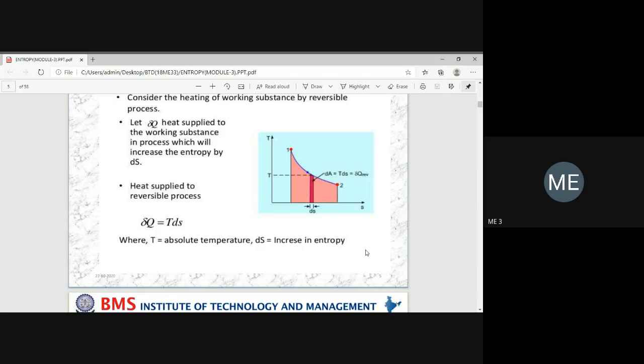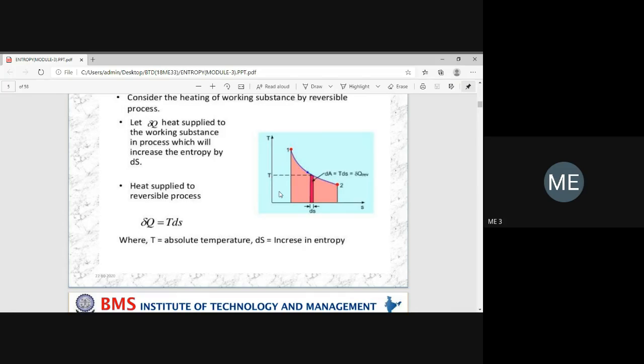We cannot stop the irreversible process in between. We can stop the irreversible process only at the end state. Suppose you start the process at point 1, we can stop only at the end state. That is the difference between reversible and irreversible process. In engineering applications we are going to deal mainly with the reversible process only, because all the states are in equilibrium condition.